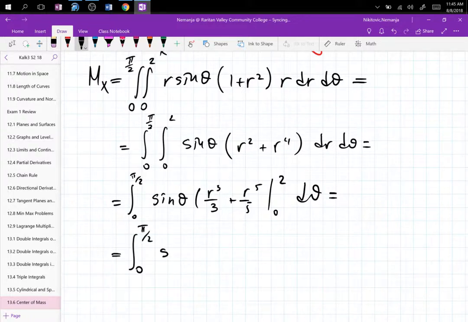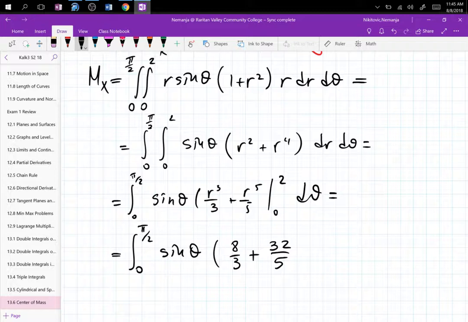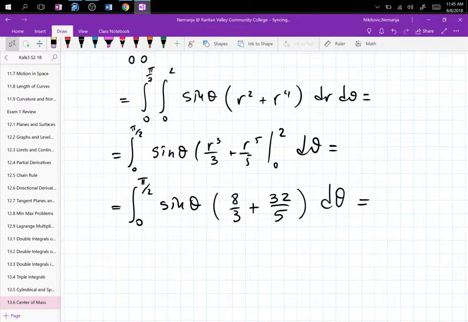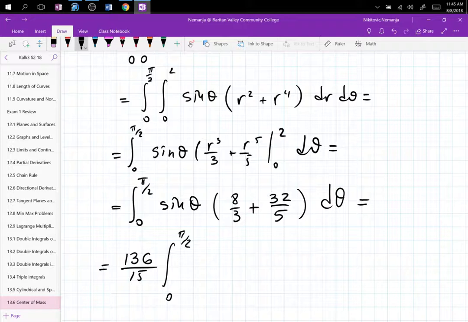0 to pi over 2, copy sine theta, and now plug in 2, that's 8 thirds, plus, that's 8, 16, 32 fifths. Hey, we'll pick these numbers. D theta. Yeah, it's 40 and 96, 136. Good enough? Don't care? All right, fine, 136 it is. No objections. Over 15. Integral from 0 to pi over 2 of sine theta d theta.